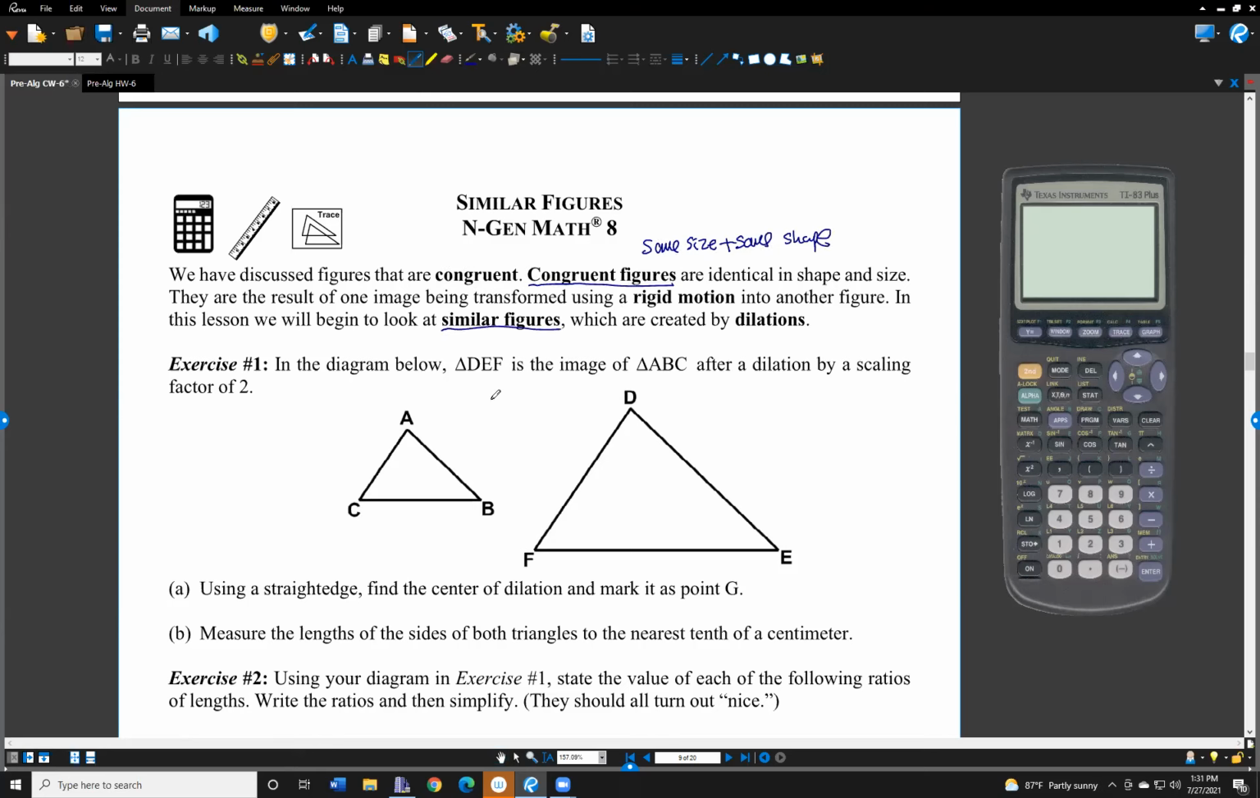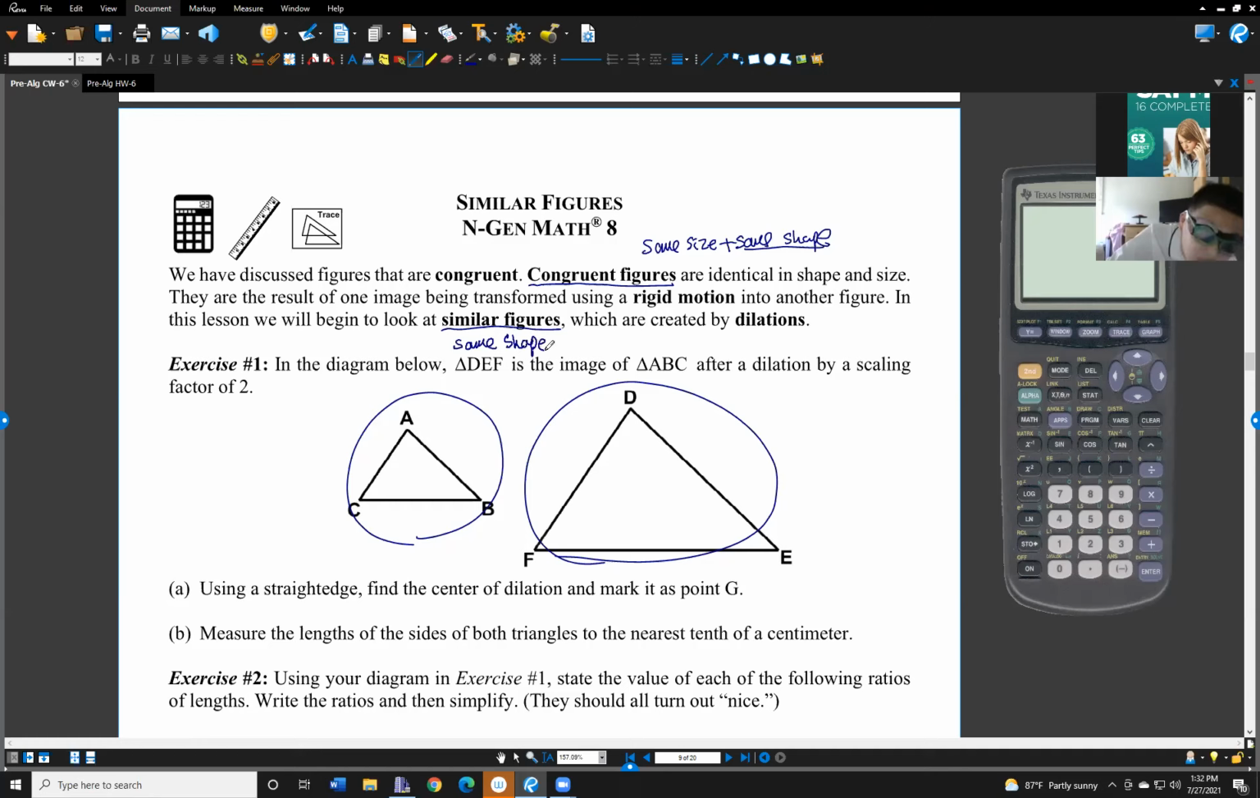This one is a different size with the same shape. This is the same shape. It's the same triangle but a different size. We say this is similar: the same shape only, and a different size. Same size is very special; that is congruent, okay?